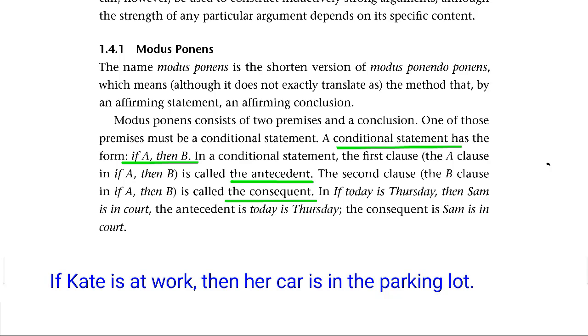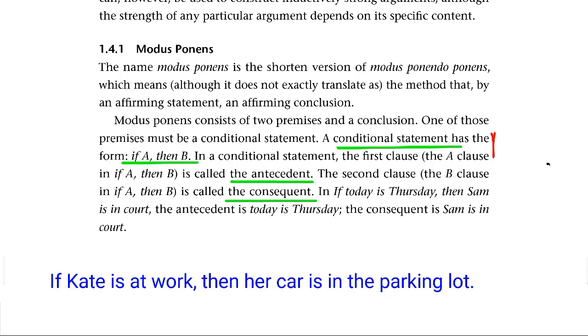Okay, this is a video on the conditional statement, or just a conditional, which we see for the first time in section 1.4.1 in An Introduction to Arguments. A conditional is a sentence that has the form if A, then B. For instance, here we have an example: if Kate is at work, then her car is in the parking lot.